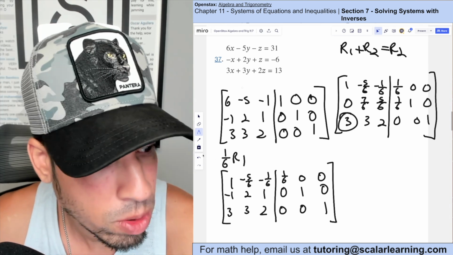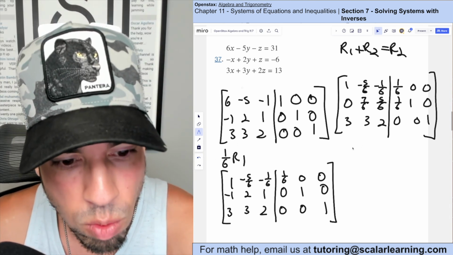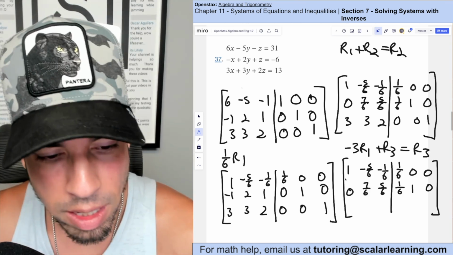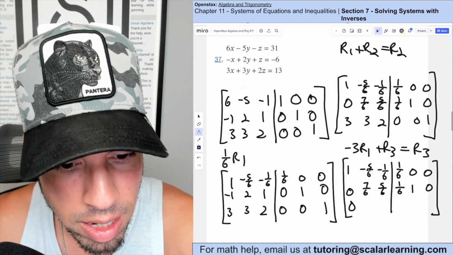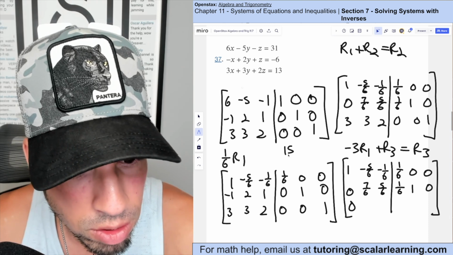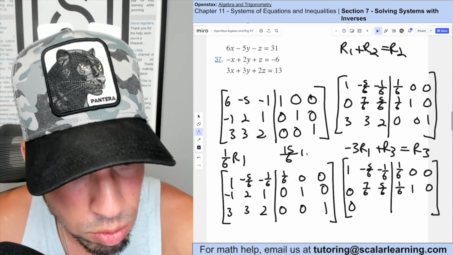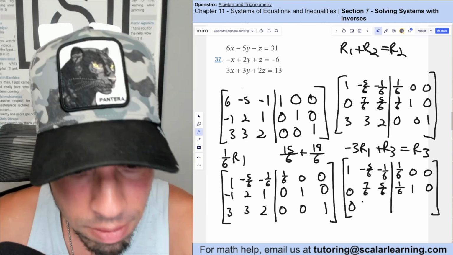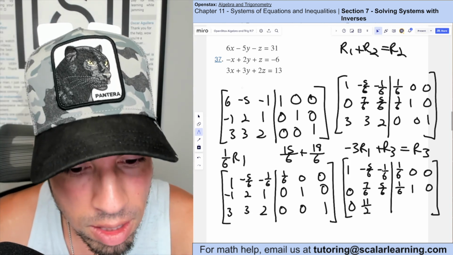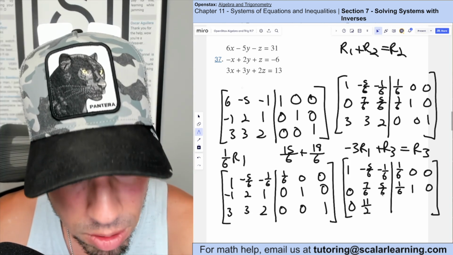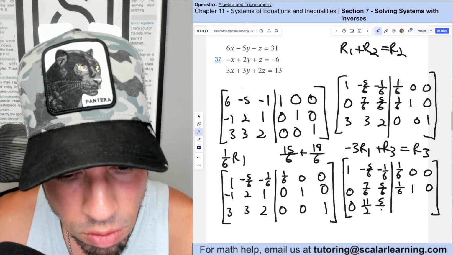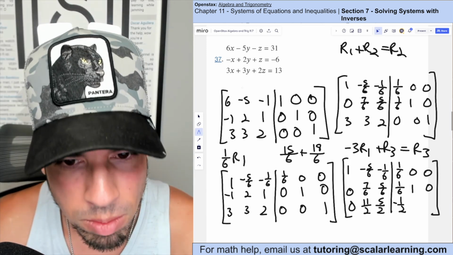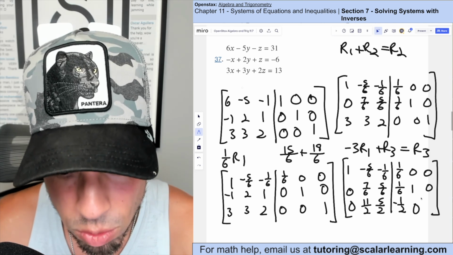Next, I'd love to zero this one out. So what we're going to do is take row 1, multiply it by negative 3, add it to row 3 to get a new row 3. Let's do that now. Negative 3 plus 3 is 0. Negative 3 times negative 5/6 is positive 15 over 6. 15 over 6 plus 3, which is 18 over 6, that's 33 over 6, or 11 over 2. Divide top and bottom by 3. And then negative 3 times 1/6 is negative 1/2 plus 2 is 2.5, or 5 over 2. Okay, negative 3 times 1/6 again is negative 1/2 plus 0, negative 1/2. Times 0 is 0 plus 0 is 0, times 0 is 0 plus 1 is 1.